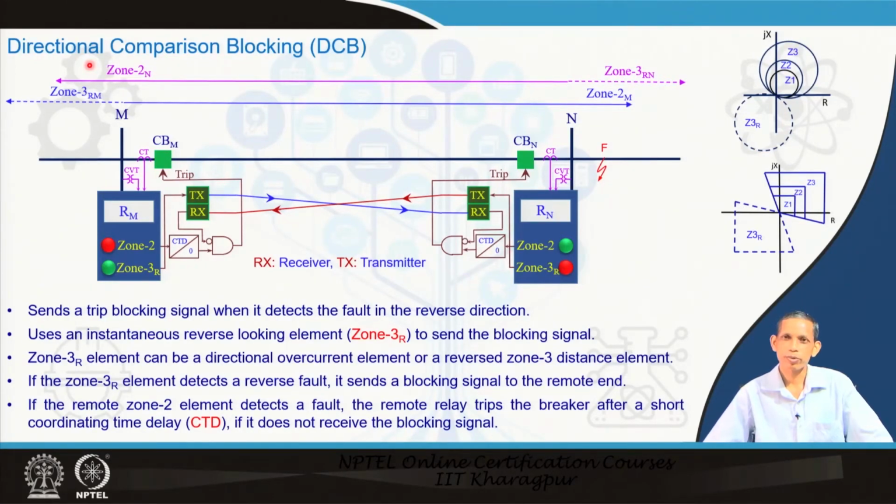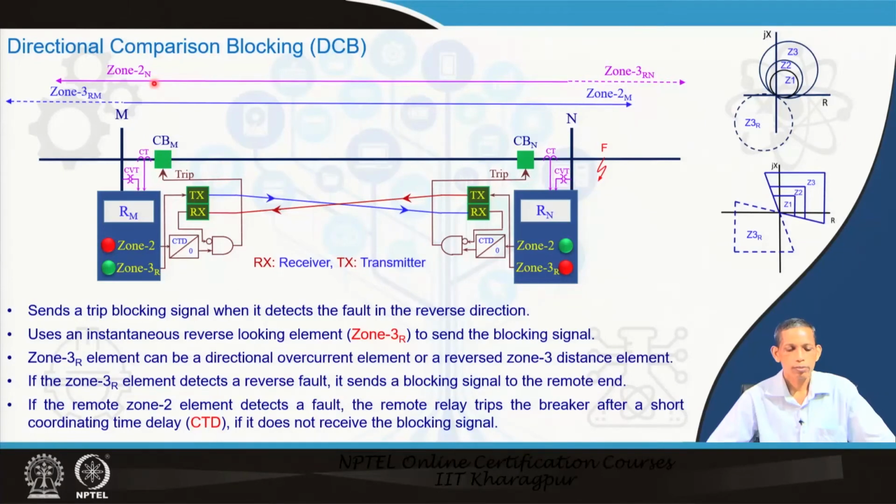How that directional information is transferred, and how the blocking signal is transferred, that is the difference we would like to see here. We have the same buses M and N, and the corresponding relays RM and RN. As we see from the diagram, we have zone 2 and zone 3 here, no zone 1 signal. Zone 1 is local, and that breaker will trip. But how to speed up the process and make the decision secure, that we would like to see.